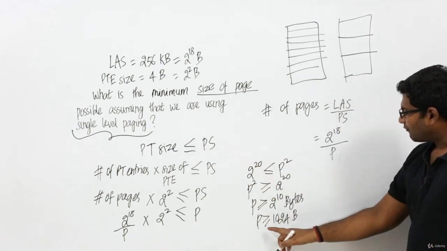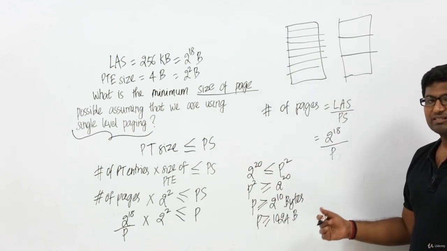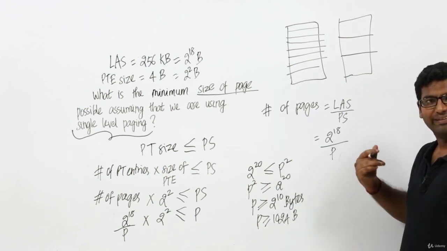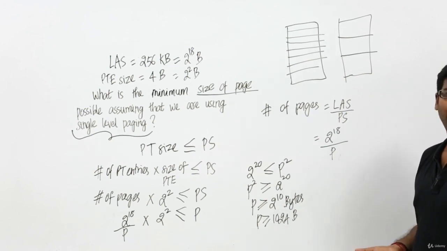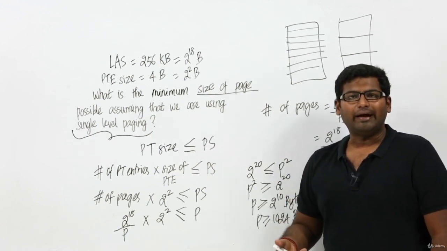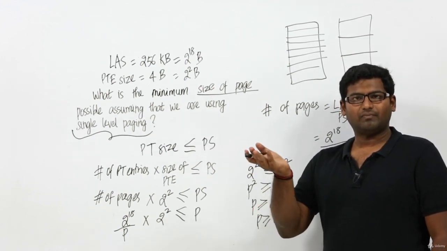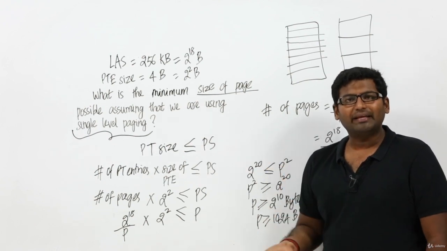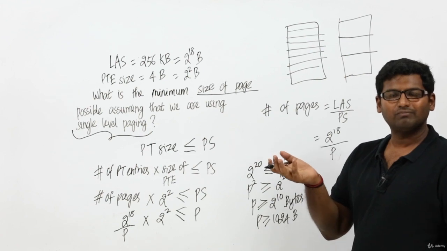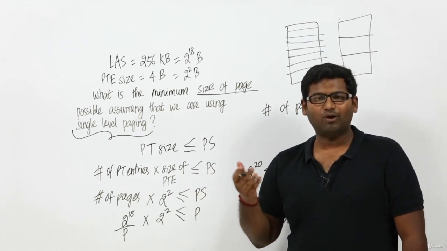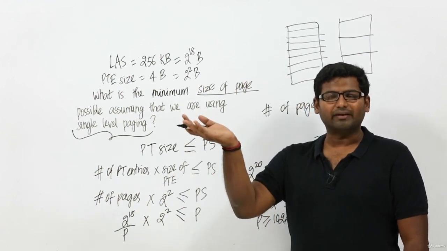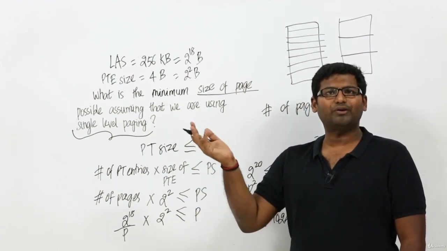Now, in case I reduce the value of p, which means in case I reduce the page size to be less than 1024 bytes, what will happen? As I keep on decreasing the page size, the number of pages will increase, right? If the number of pages increases, what will happen? The number of page table entries will also increase. Why? Because the number of pages will always be equal to the number of page table entries.